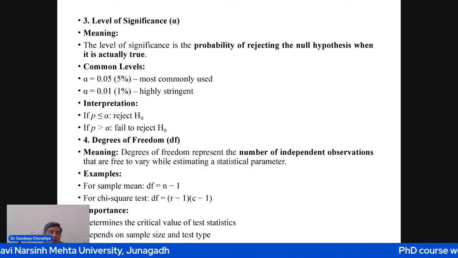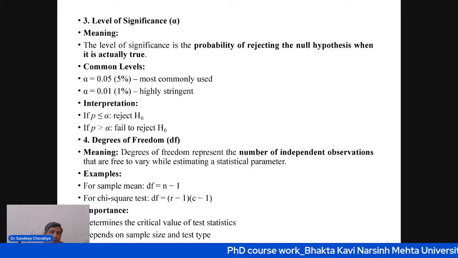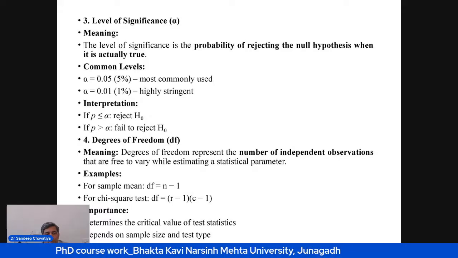Whenever we are going to perform any precision, okay, then we are going to use a 1% level of significance.